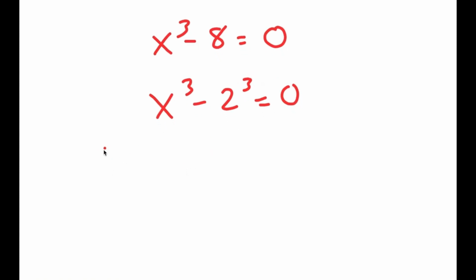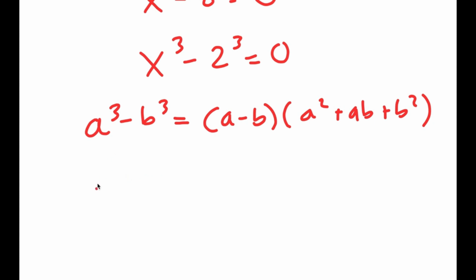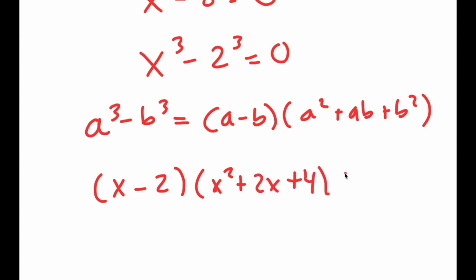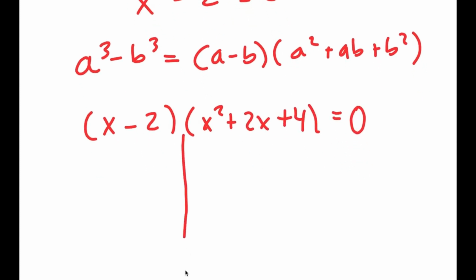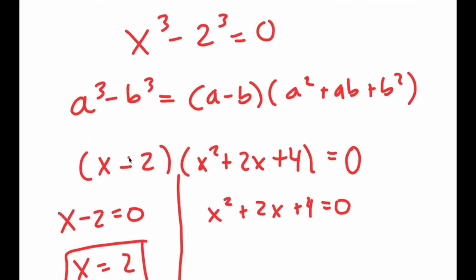And then now I'm going to use the formula a to the power of 3 minus b to the power of 3 is equal to a minus b times a squared plus ab plus b squared. So in this case, this turned into x minus 2 times x squared plus 2x plus 4 is equal to 0. So now I get two equations. I get x minus 2 equals 0 and x squared plus 2x plus 4 equals 0. So for x minus 2 equals 0, I get x equals 2, which was a solution that we already got.